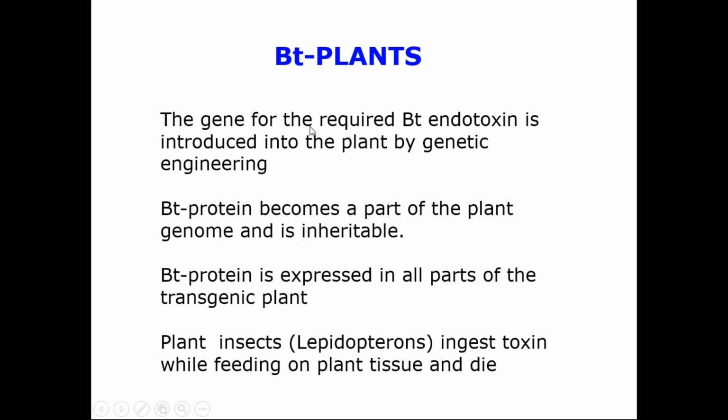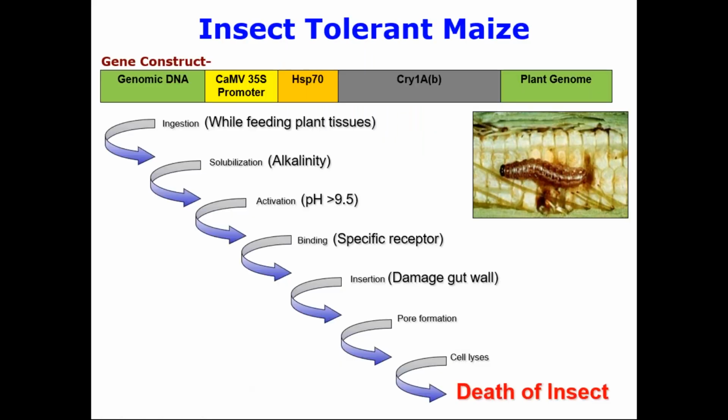The gene for the Bt endotoxin was introduced into the plants by genetic engineering. The gene for the Bt protein becomes a part of the plant genome, and as the plant grows, the Bt protein is expressed in various parts of the plant. In the case of cotton, it is expressed in the cotton boll. The insects, while feeding on the plant, ingest the toxin and they die. So how does this toxin work? Here is the gene construct for the Bt maize. So you see, it's not very simple. We cannot just put the gene in. You need to have a promoter, you need to have a terminator, you have to target it to the leaf or to the seed or to the root.